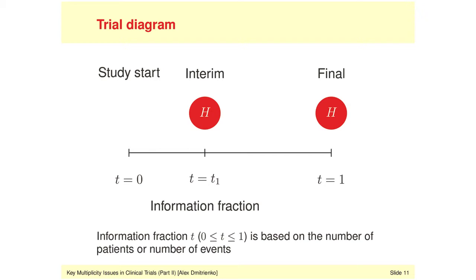We're going to assume throughout this module that the information fraction that corresponds to the interim analysis is 50%, but of course the same approach can be applied to a much more general setting. And I guess I should have said at the very beginning how we define the concept of an information fraction. The information fraction t, which again ranges between 0 and 1, is based on the number of patients in fixed designs or in designs with a fixed patient follow-up, or in time to event trials it would be expressed in terms of the target number of events.